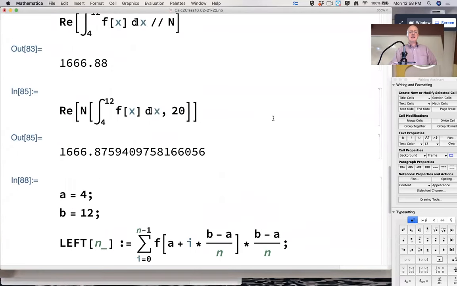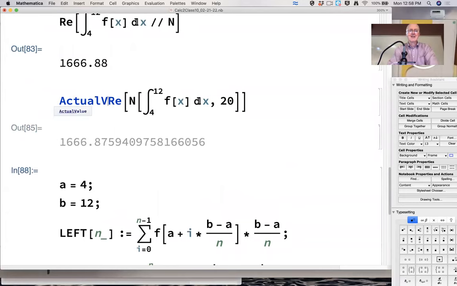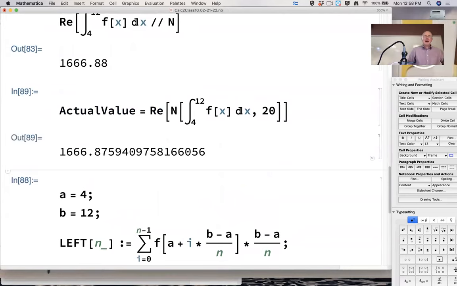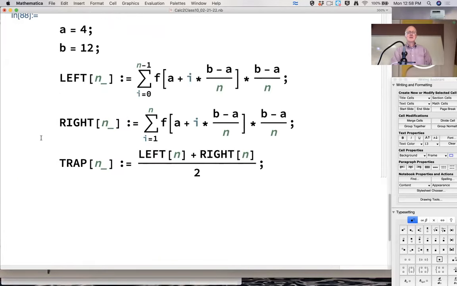So let's label the more exact value here of the integral. How about, let's just call it actual value, equals that quantity there. Actually, that's a little bit of a lie, you might say, because even that's an approximation. But we'll go ahead and call it an actual value anyway. So the error for each of these rules can be found as well as actual minus approximate.